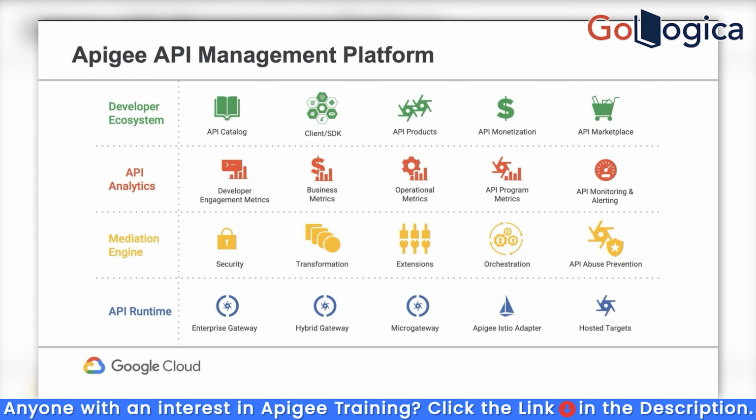So APG has this facility. APG also provides API monetization. APG has a module called monetization. Usually it is not part of the standard APG license. You have to pay additional money for the monetization license. But as the name says, with API monetization you can generate revenue through your APIs.